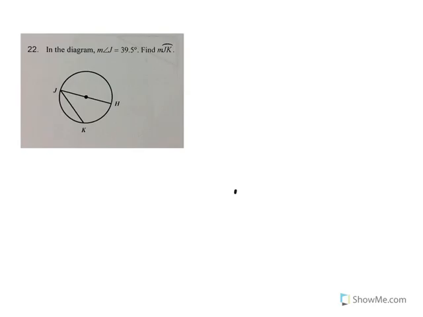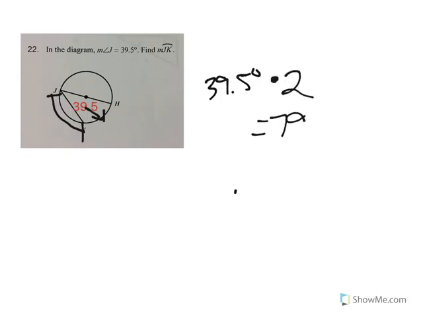Alright, number 22. In the diagram, we have angle J is 39.5 degrees, and we want to find the arc JK. So we want this distance right here. Well, we have an inscribed angle, and to go from your inscribed angle to your arc measure, you're going to take 39.5 and multiply by 2. Okay? And that's going to give us 79 degrees.